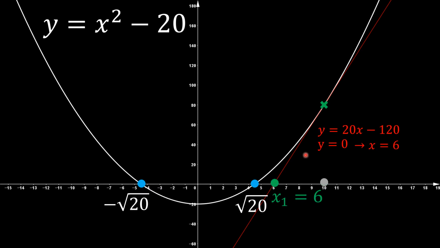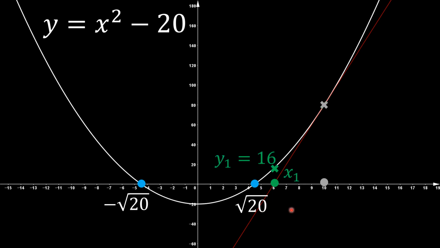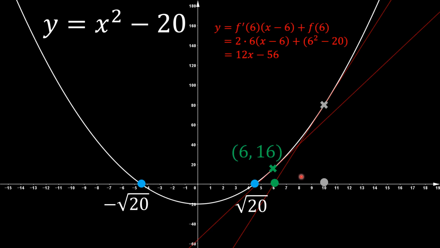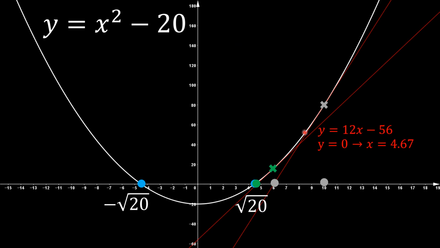Now, let's find the point x where this line meets y equal to 0. That is the next square root estimate, that is, the update x1. As you can see, the value of x1 is 6. When x1 is inserted in the quadratic function, you can find the y1 value. So its value is 16. Now let's set up the equation for the straight line tangent to the quadratic function by putting in the values of x1 and y1. The result was y is equal to 12x minus 56. So when this line holds y equal to 0, what value does x have?